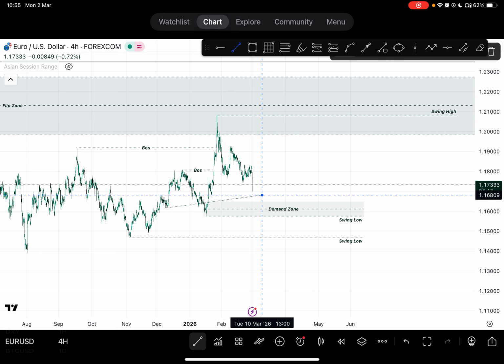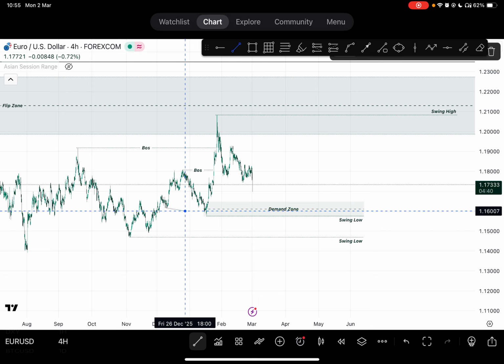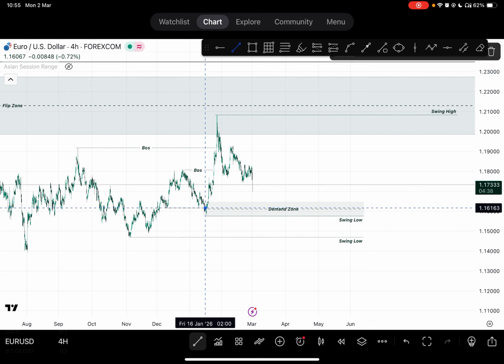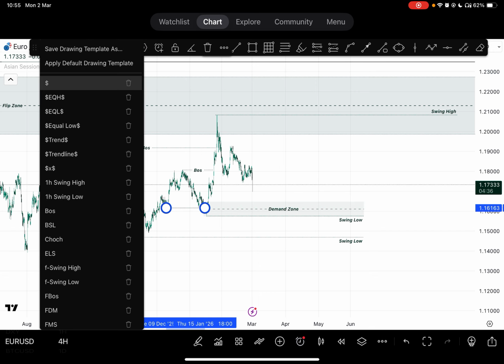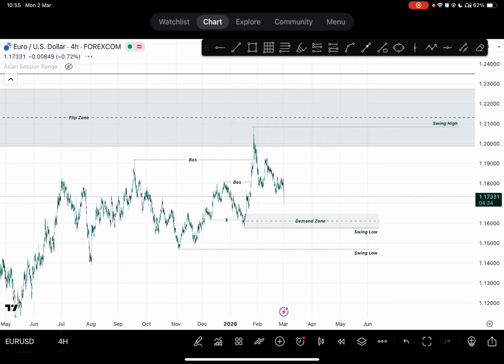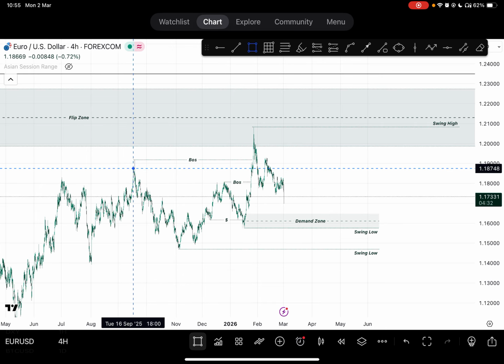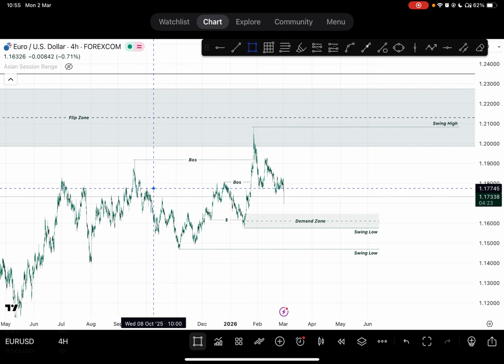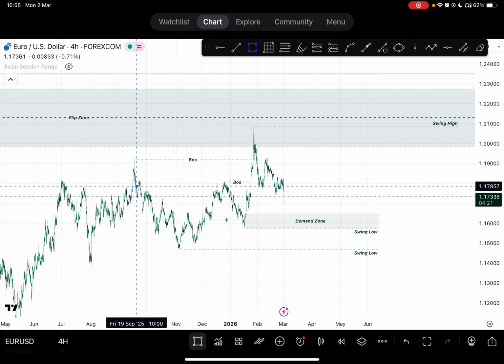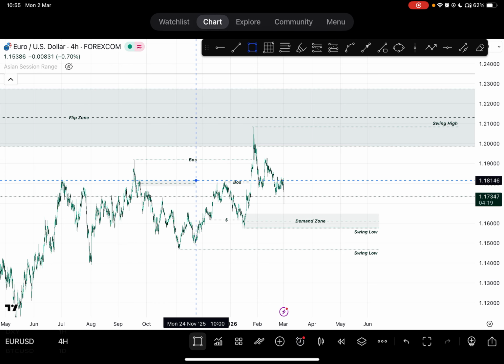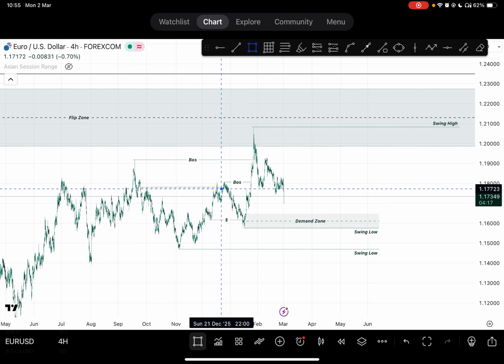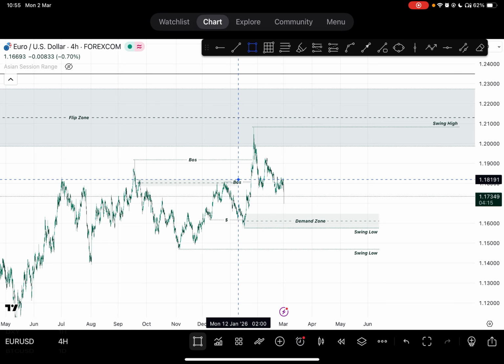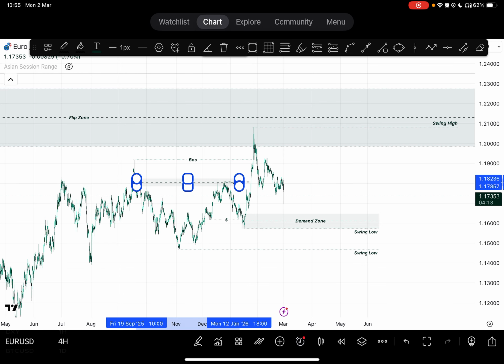This demand zone was like a flip zone, right? Let's just mark this out first. This was a liquidity graph here, right? So we have this demand zone. This is where we see price reacting. The reaction happens at this supply zone here, right?